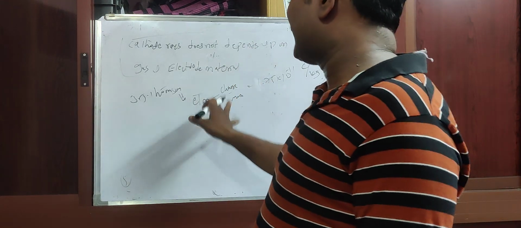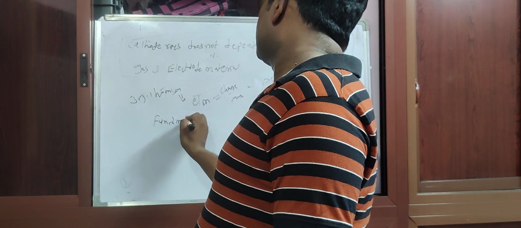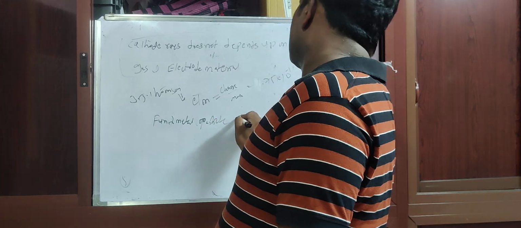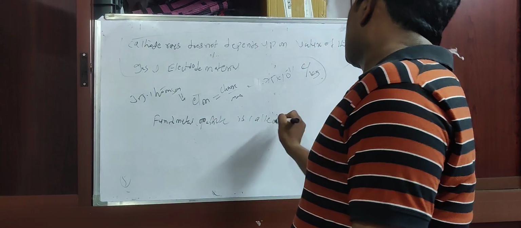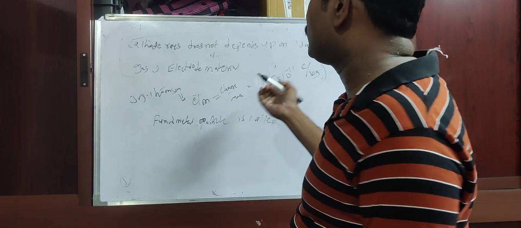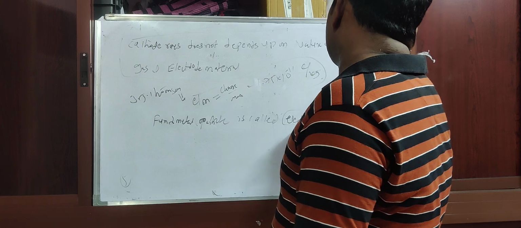He found the electron. This fundamental particle is called the electron. Why is it a fundamental particle? It does not depend upon any gas or any electrode. That's why it is named the electron.